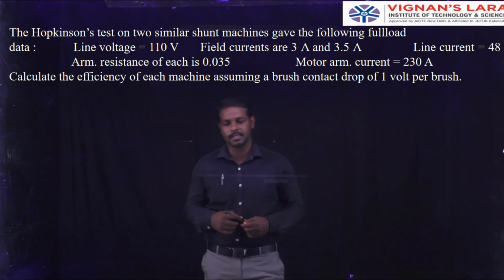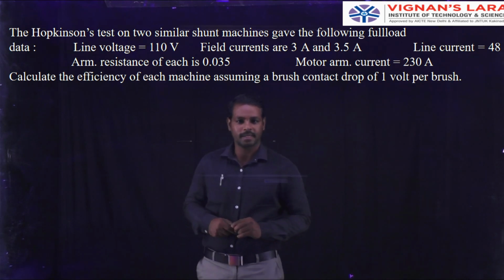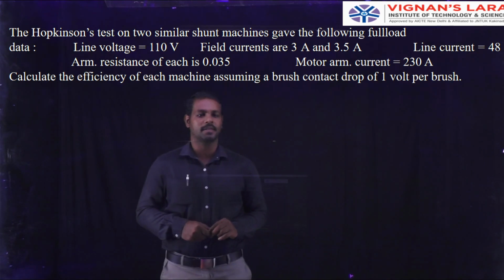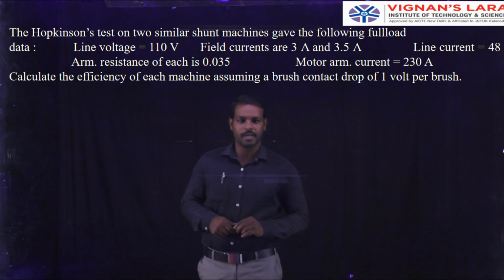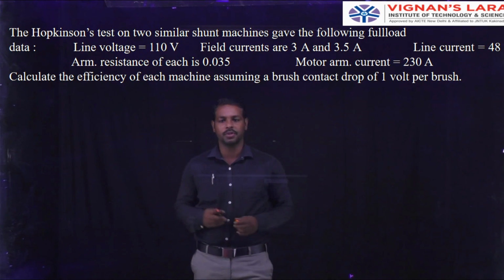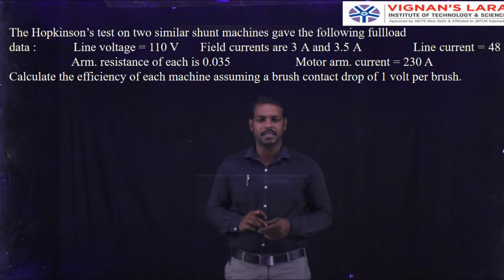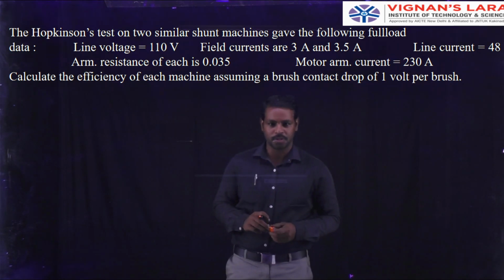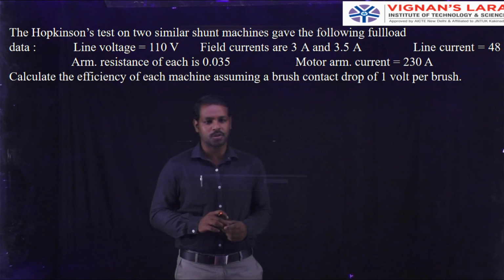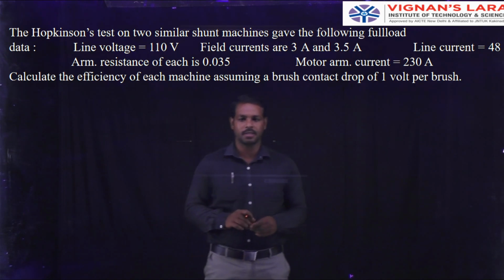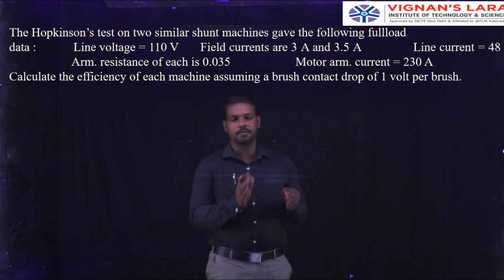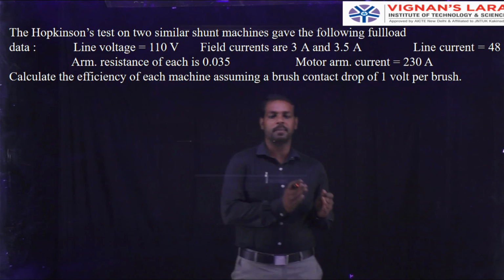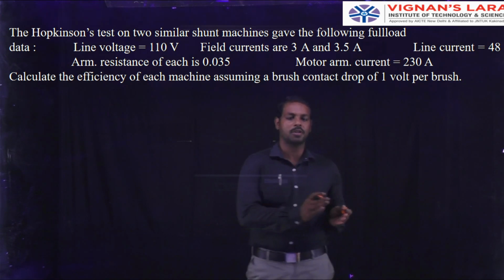Line voltage is equal to 110 volts. Field currents are 3 amperes and 3.5 amperes. Line current is equal to 48 amperes. Armature resistance of each one is equal to 0.035 ohms. Motor armature current is equal to 230 amperes. Calculate the efficiency of each machine, assuming a brush contact drop of 1 volt per brush.